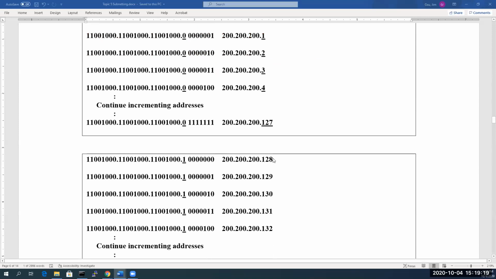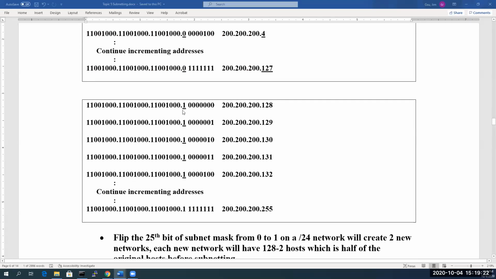However, hosts 128 to 255 can no longer communicate with host IDs 200.200.200 from 0 to 127, because according to the network defined by the subnet mask, you are now in a different network. Just like 10.10.1 and 10.10.2/24, you are in different networks because the 25th bit of the subnet mask has been reallocated from part of your host to become part of the network. So originally it's a 24-bit network and now it's a 25-bit network.